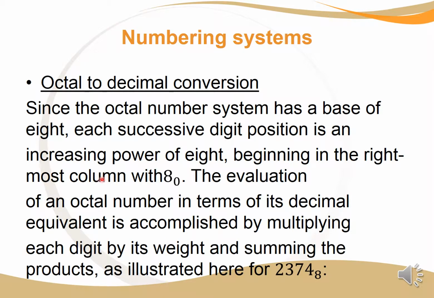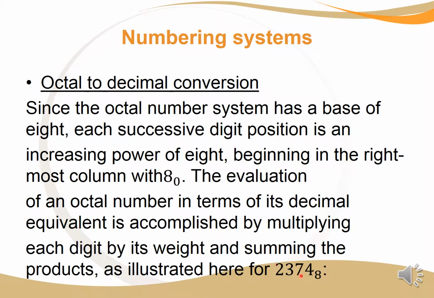For octal to decimal conversion, since octal is base 8, each successive digit position is an increasing power of 8, like in binary, where it's a base of 2. The evaluation of an octal number in terms of its decimal equivalent is done by multiplying each digit by its weight and summing the products, as we have done for binary previously.